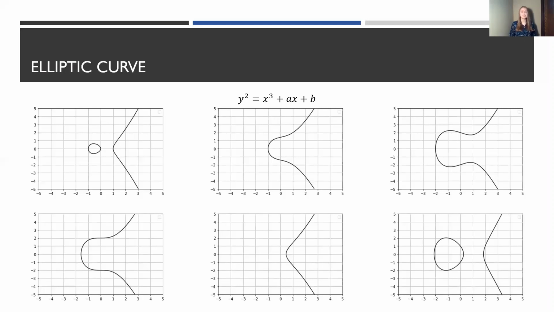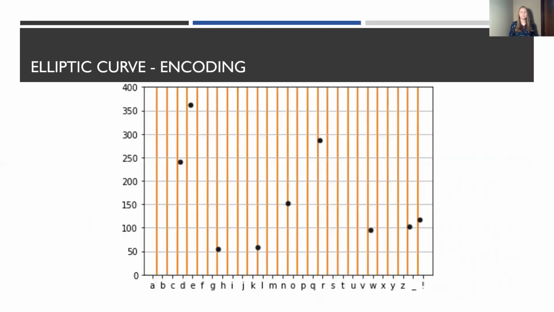On the slide, you can see 6 different elliptic curves plotted, and they all are of the form that is defined above. That is y squared equals x cubed plus ax plus b. And for the purpose of encryption, there are constraints to the values of a and b. So now that we kind of have a general idea of what elliptic curves are, I want to talk about how to encode our messages used in our elliptic curve systems.